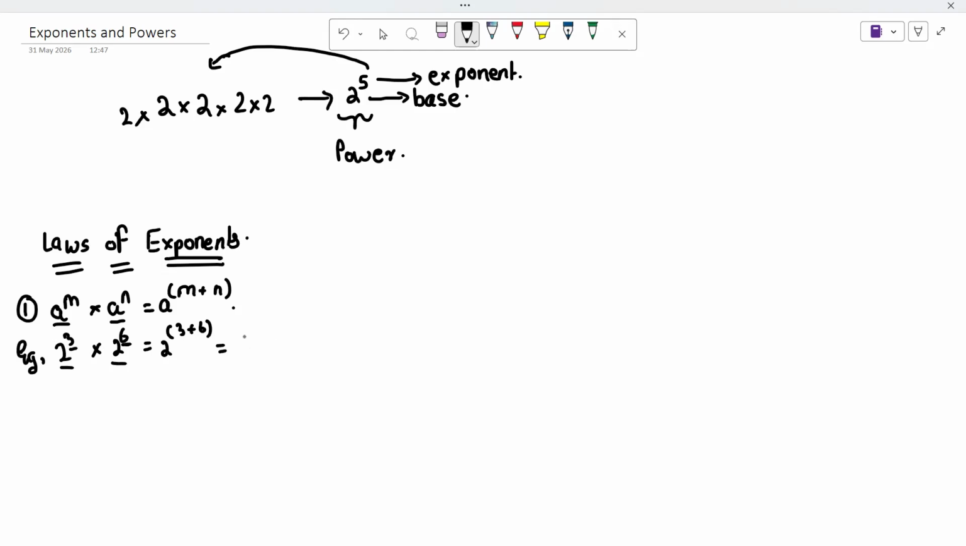And what is 3 plus 6? 2 power 9. So that is it. There you got your answer. See how laws of exponents makes it very easy? Let's take another example.